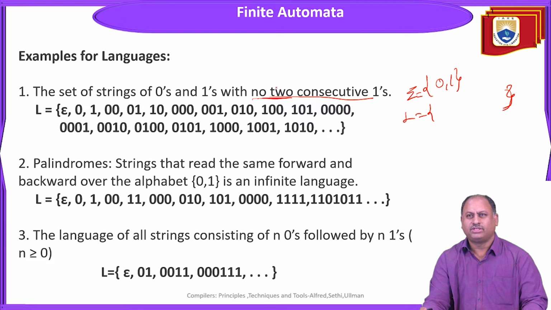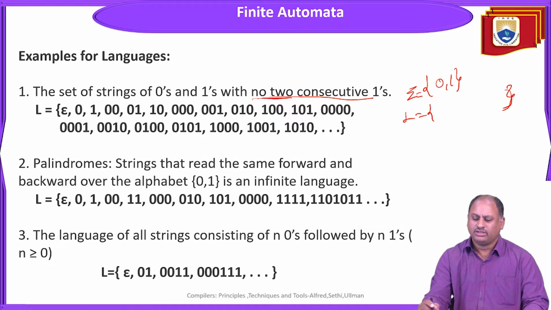So what are the strings which start with 0 or 1 and do not have two consecutive ones? Is it finite or infinite? Here it is infinite, because many strings are available which do not contain ones side by side. Epsilon, the empty string, the null string, is allowed. Why? Because it does not contain consecutive ones. There are no ones in it. And all zero combinations are allowed: 0, 0 0, single zero, two zeros, three zeros, like that.